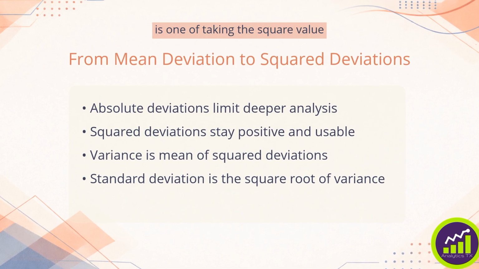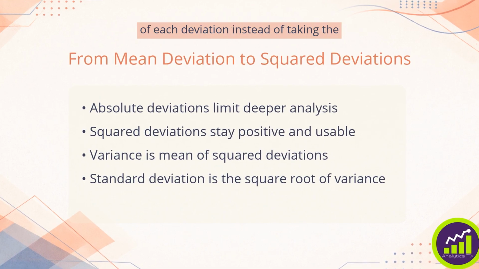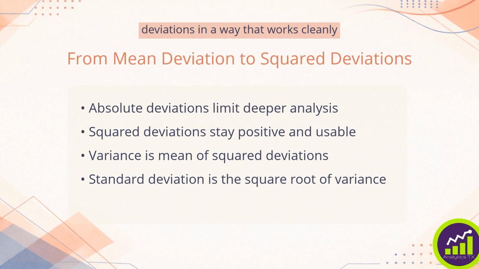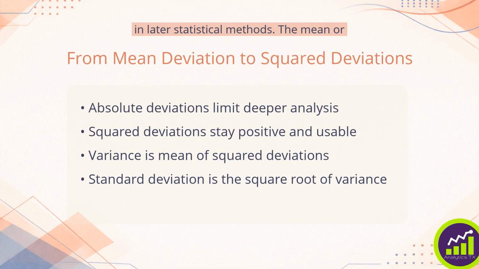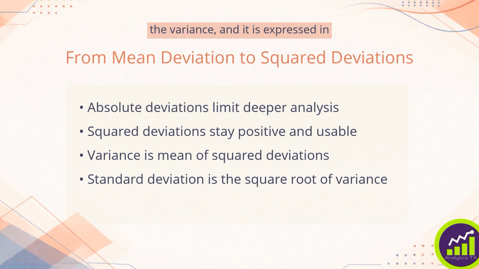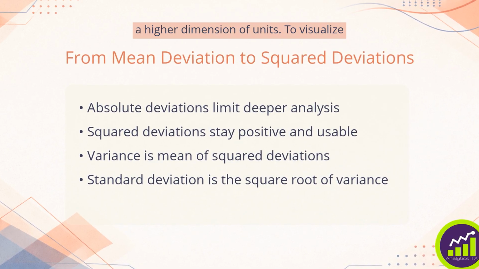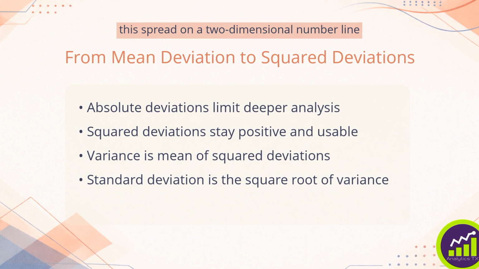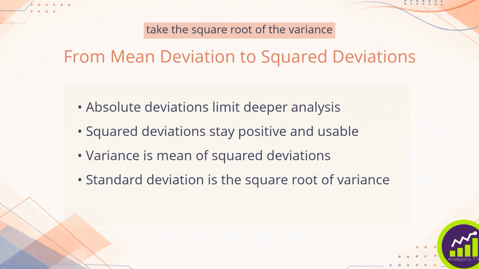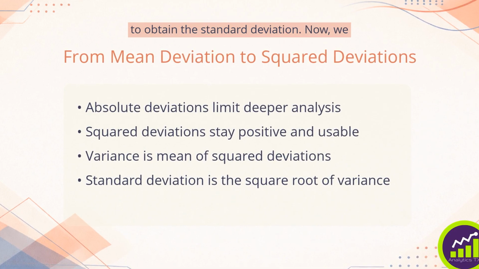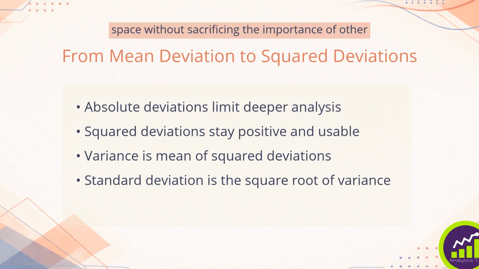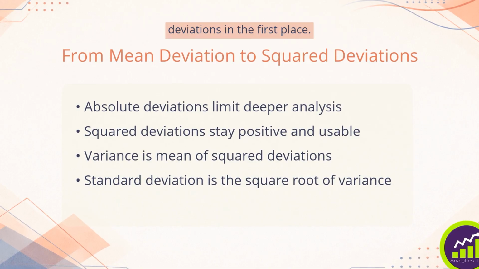The method that addresses both these concerns is one of taking the square value of each deviation instead of taking the absolute value. This preserves the size of deviations in a way that works cleanly in later statistical methods. The mean or average of these squared deviations is called the variance, and it is expressed in a higher dimension of units. To visualize this spread on a two-dimensional number line alongside the mean of the variable, we take the square root of the variance to obtain the standard deviation. Now we can read the spread in a two-dimensional space without sacrificing the importance of other factors that could be associated with the deviations in the first place.